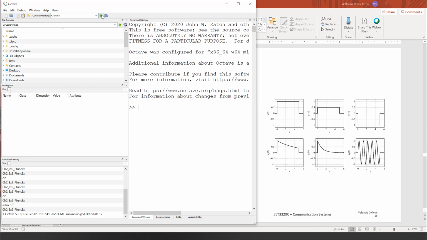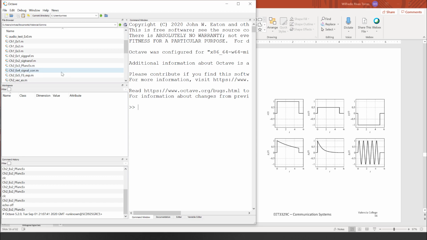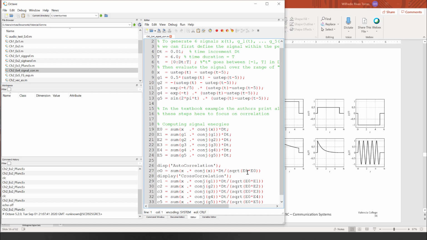Let me go to the right folder, my Valencia folder real quick. This is example number 5. For those of you taking the course, it's already uploaded to Canvas. The textbook, in section 2.10, has a lot of extra equations for plotting. I took those out because I want to focus just on the calculations of the correlation factor.